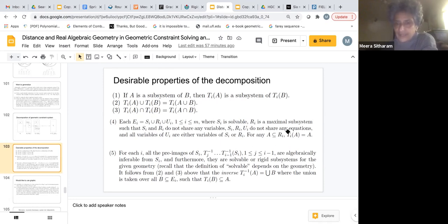And for any A subset of Ri, you also have that the transformation or the simplification applied to A gives A itself. Okay. So in other words, the simplification at any given stage only simplifies Si. And it may simplify Ui somewhat, but it does not simplify Ri, which does not share any variables with Si. And then we also have the pre-images of these. If you just keep taking the pre-images of Si, you can get all of it. All it's saying is that you essentially preserve the set of solutions.